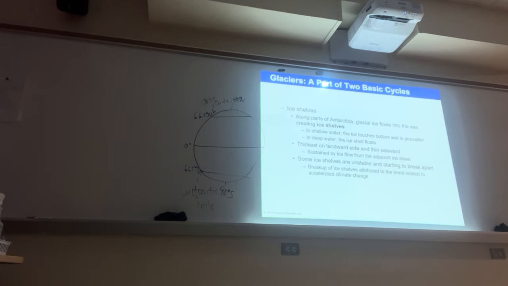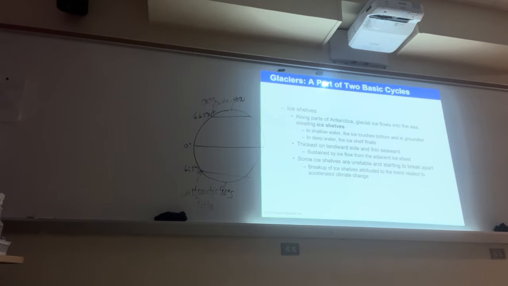Ice shelves are going to be the areas where glacial ice starts to flow into the sea. So this is sort of like the barrier between a glacier and the sea ice itself. Along parts of Antarctica, the ice flows outwards from the land and into the sea, creating ice shelves. In shallow water, the ice is going to be grounded to the bottom of the sea floor, but in deeper water, the ice sheets will float, and then they're going to start to break apart, creating icebergs and other floating objects out there. Okay, they're thickest on the landward side, thinner seaward.